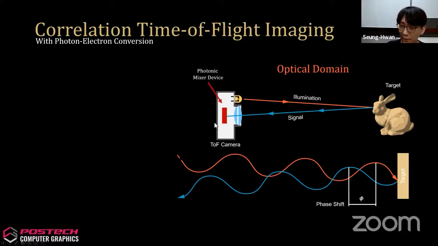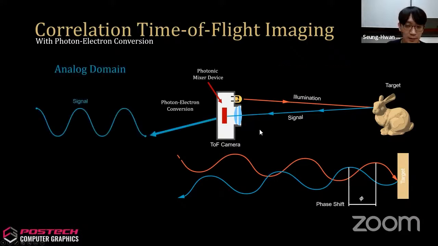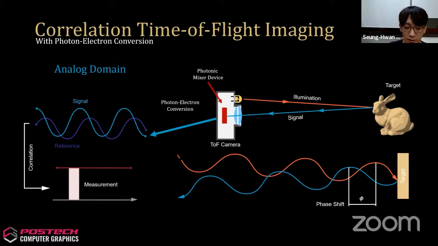In order to do that, we have a special sensor called a photonic mixer device, or PMD. Inside this PMD sensor, it has a reference signal that is aligned with the intensity modulation pattern of the illumination. Then the detected signal is correlated with this reference signal, which gives you a constant value that can be decoded to estimate the scene depth.